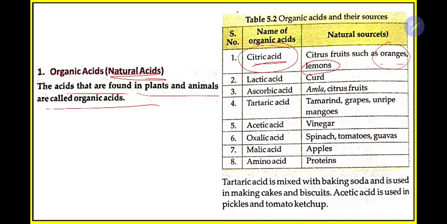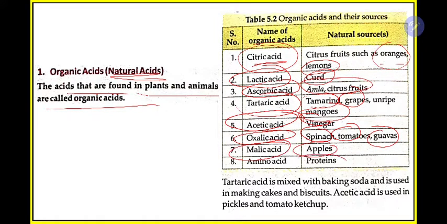Citric acid is there. In curd, I just now said that lactic acid is there, right? Amla and citrus fruit, ascorbic acid is also there. Then tamarind, grapes, then mangoes, in these things we have tartaric acid. Then vinegar is having acetic acid. Then spinach, tomatoes, guavas contain oxalic acid. Then apples contain malic acid, proteins contain amino acid. So these are some examples of acids and their sources from where they are obtained.